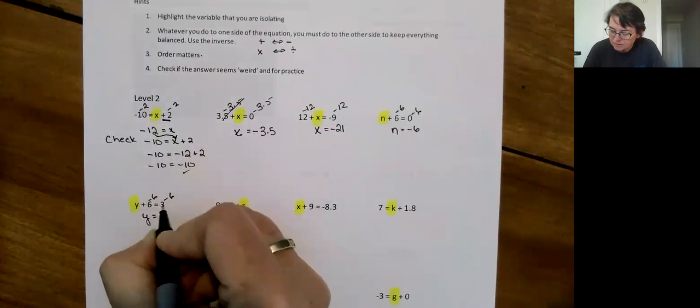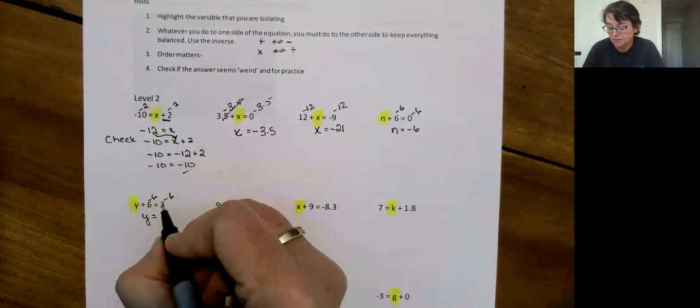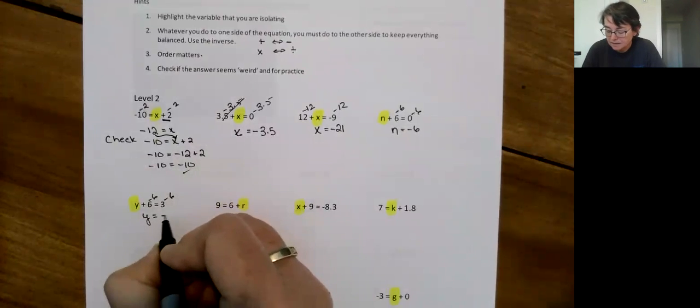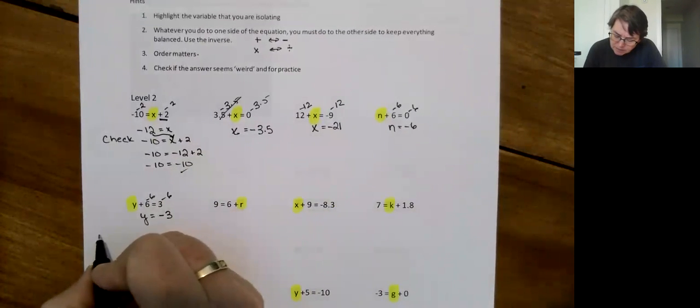So y is equal to, now, careful when you put it, if you need to put it in your calculator, you have to put the 3 in first. So 3 minus 6 is going to give me -3. And that makes sense, but let's do a check anyway.